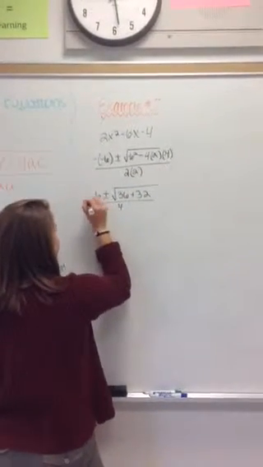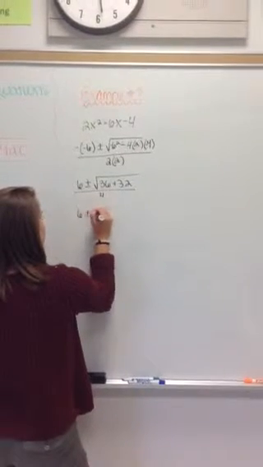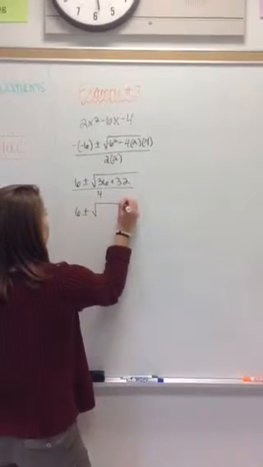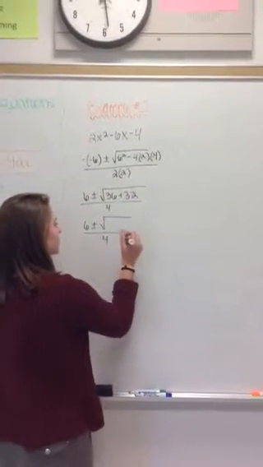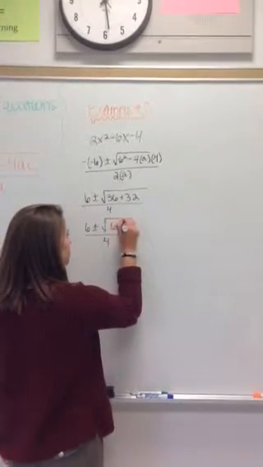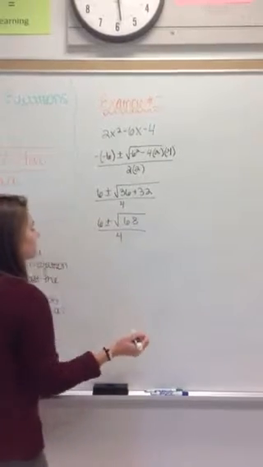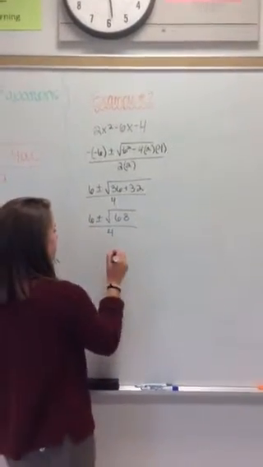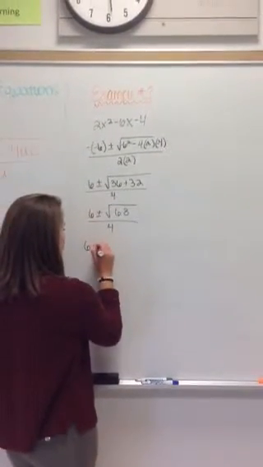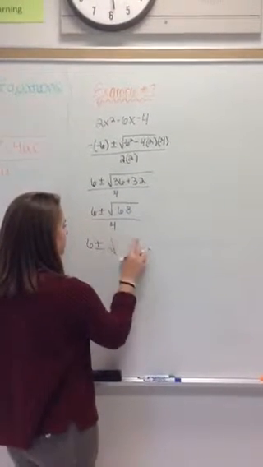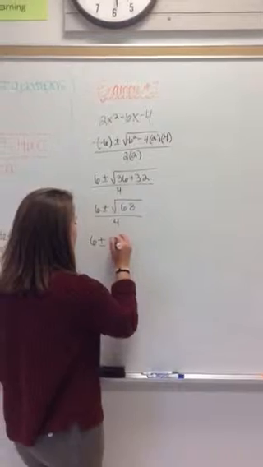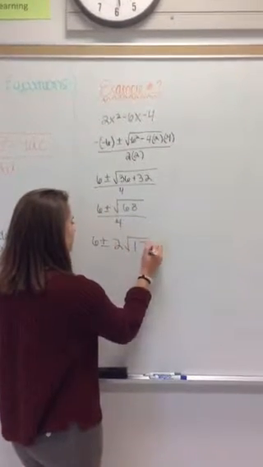Now, our next step is to simplify the numbers in the radical. And once we do that, we get 6 plus or minus the square root of 68 over 4. To further simplify this, we reduce the radical by getting 6 plus or minus 2 square roots of 17, all over 4.